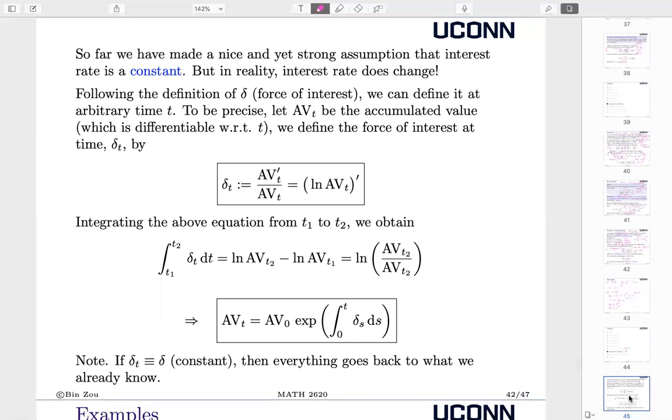Basically, the idea is still the same. We can still write this down. This goes from the previous argument that the force of interest is the derivative of the log function of AV, or you can say it is the derivative of AV divided by AV. So this is the setup, or somehow the definition of force of interest. This is a more general definition of force of interest. From there, we apply the standard theorem in calculus.